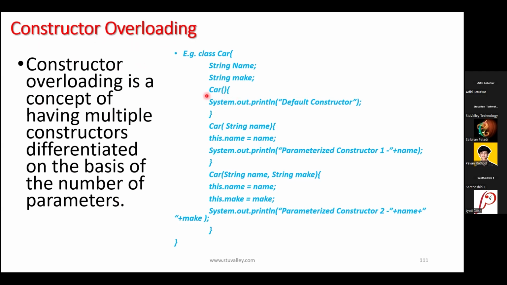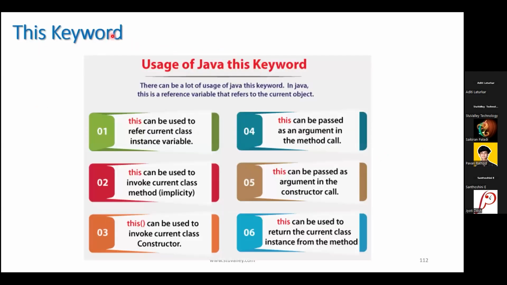The same example is here: the Car default constructor, Car with one string name, which is one parameterized constructor, and Car with string name and string make, two string parameters. This is a second parameterized constructor. This is constructor overloading, same as method overloading. Now we are going to see the use of the this keyword. Why do we use the this keyword in Java? Basically, the this keyword always refers to the current object.